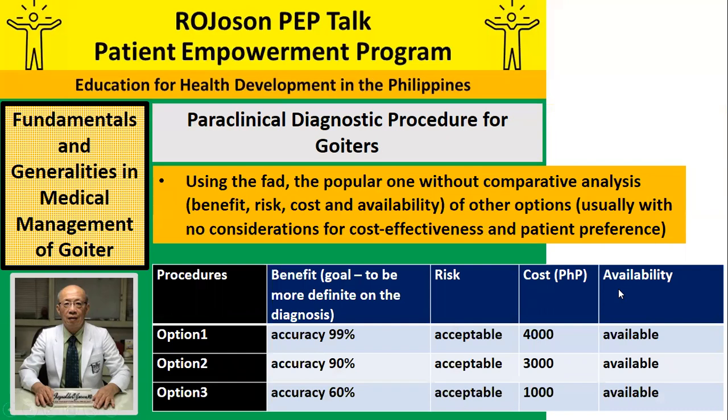Using the fad, the popular one, without comparative analysis of the benefit, risk, cost, availability, and of other options, usually with no considerations of cost effectiveness and patient preference. So example here: accuracy 99% for option 1, 90% for option 2, 60% for option 3. Looking at all the data, the best option here is option 1.